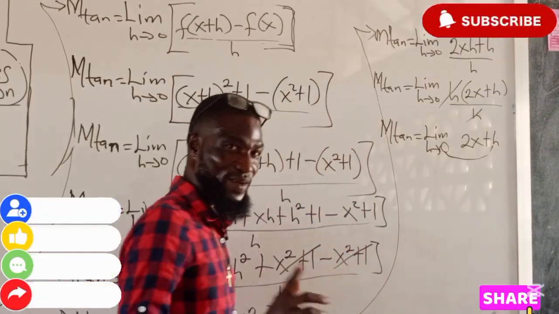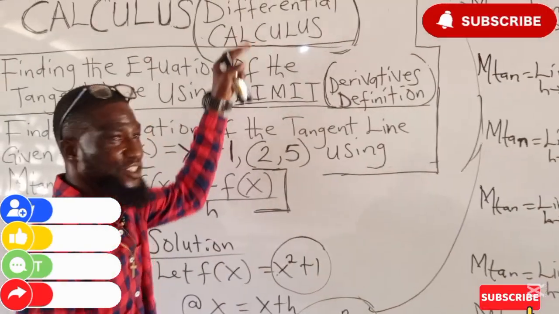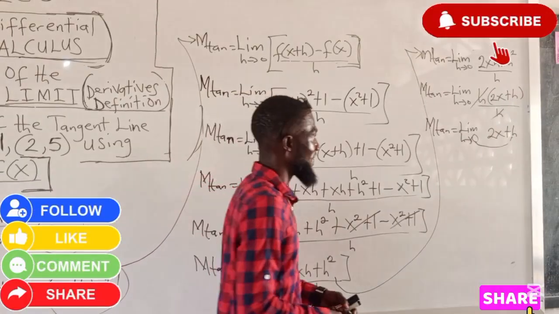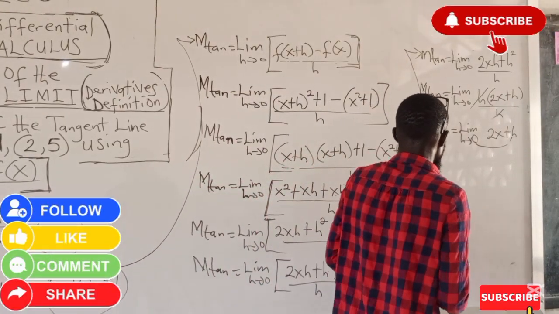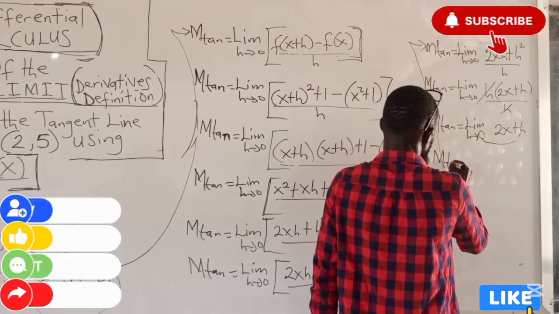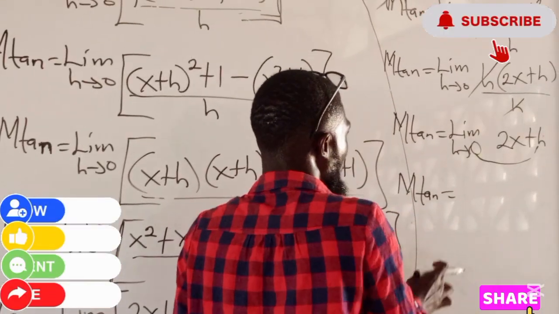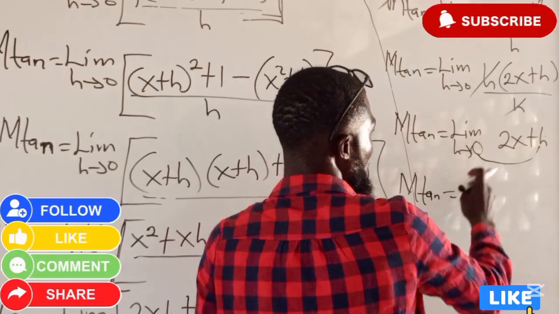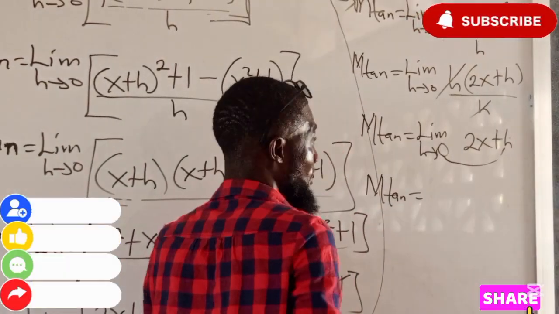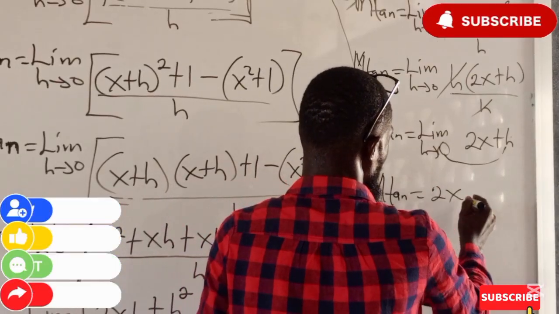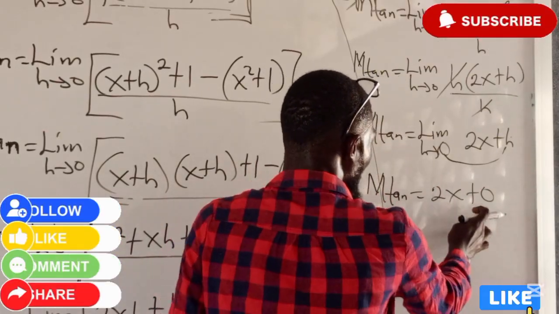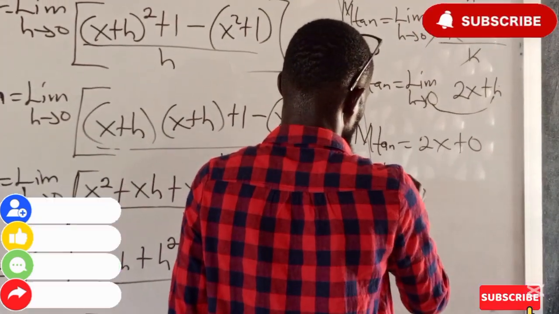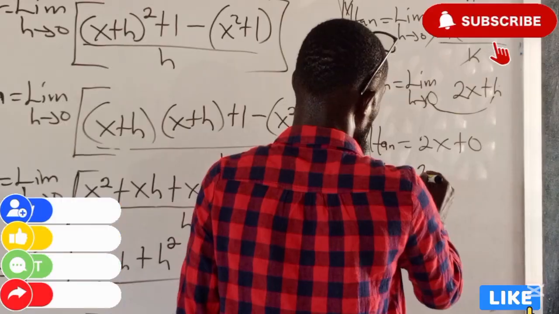Ladies and gentlemen, remember, this is differential calculus that was introduced by Sir Isaac Newton and Gottfried Leibniz. However, m tangent will just be equal to, now we already have the value for h, and the value for h is 0. So we take this and place our value there. We say 2x plus 0, why 0? Because h is equal to 0. So m tangent will be equal to 2x plus 0, which is just 2x.